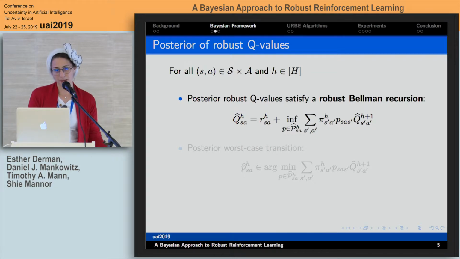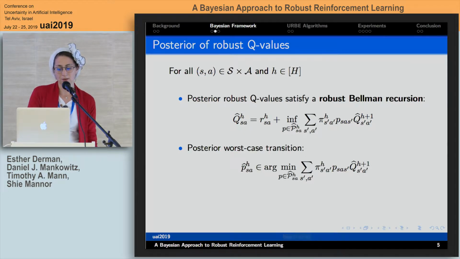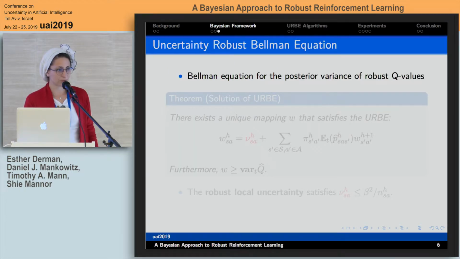So we can apply the regular robust reinforcement learning method and compute the robust Q values with respect to the posterior. And the posterior worst case transition is the worst one with respect to the posterior uncertainty set we defined previously. So as I told you, the uncertainty set varies across different observations. So we can define the posterior variance of the robust Q values. And this will account for changes in the uncertainty set. And the nice thing about this variance is that it satisfies a Bellman recursion.